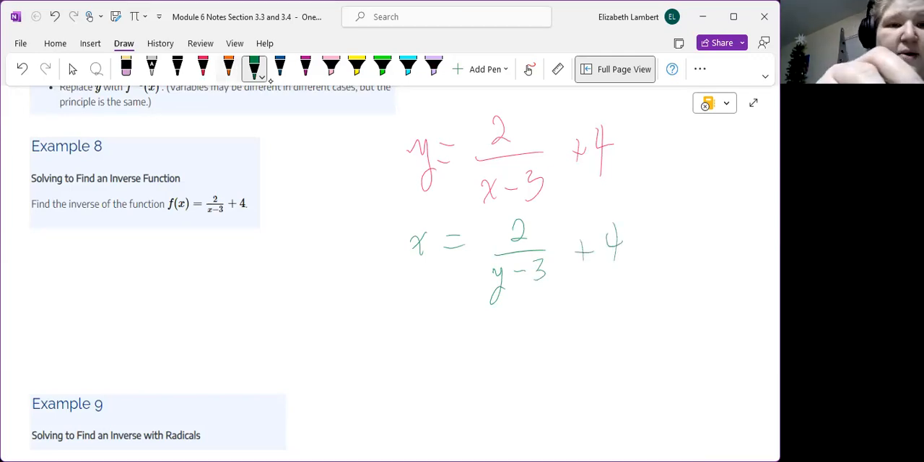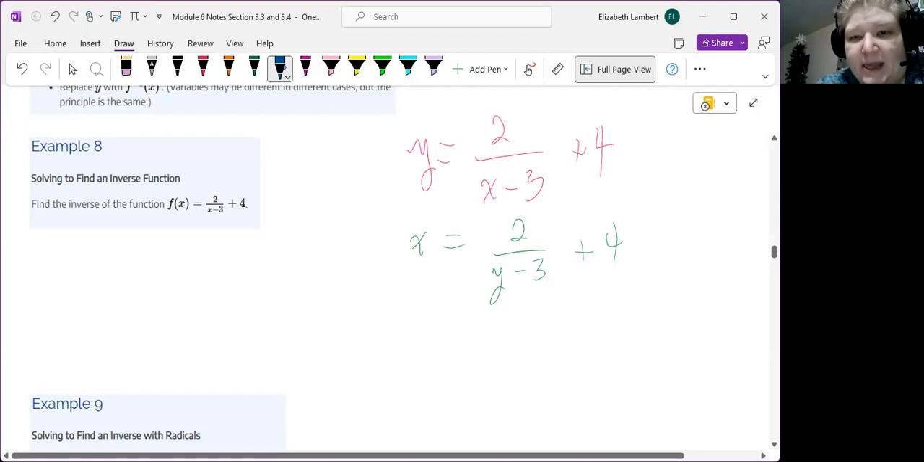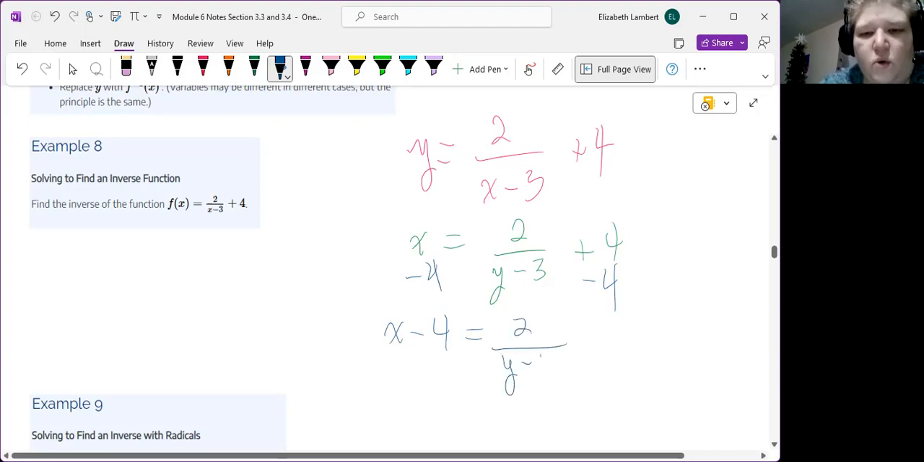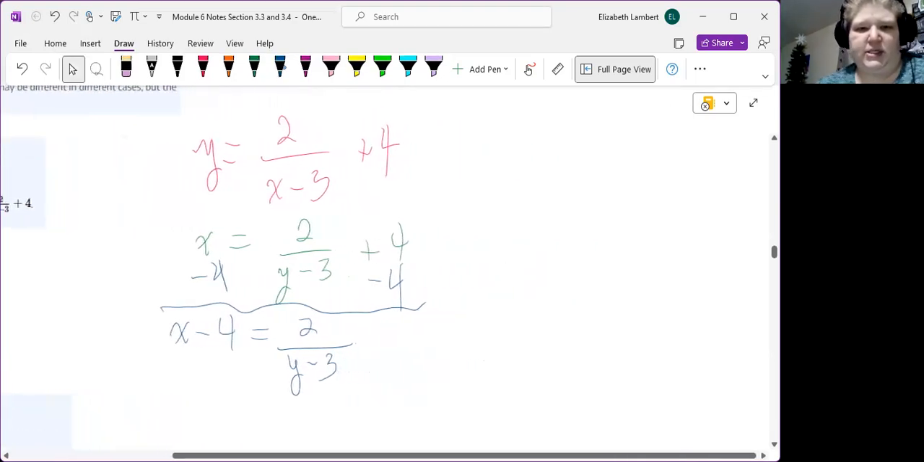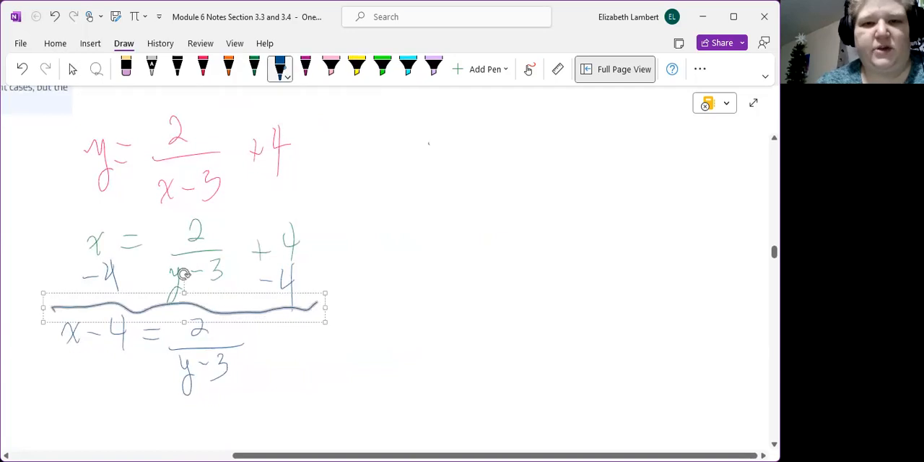All right, now I want to try to get that y by itself again. So I'm going to subtract 4 from both sides as my first step. So we have x minus 4 equals 2 over y minus 3. And just because I'm going to have to write other stuff down here, I'm just going to recopy that up here.